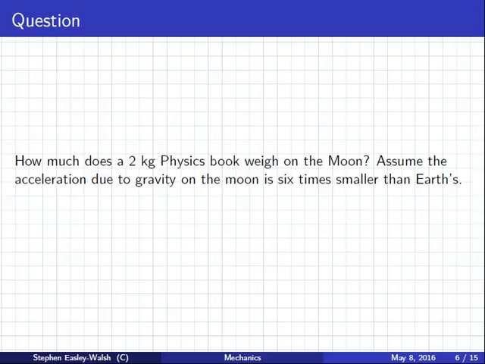Divide by 6. Oh, sorry, you're giving me the next one. So what did you get for the force then? 3.27 newtons. What did you get for the g on the moon? G is 9. No, it's not. On the moon, 9.81 multiplied by 1/6.